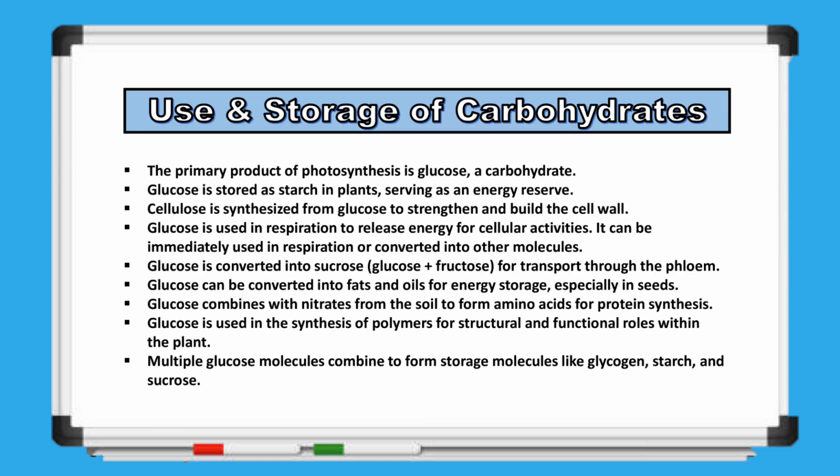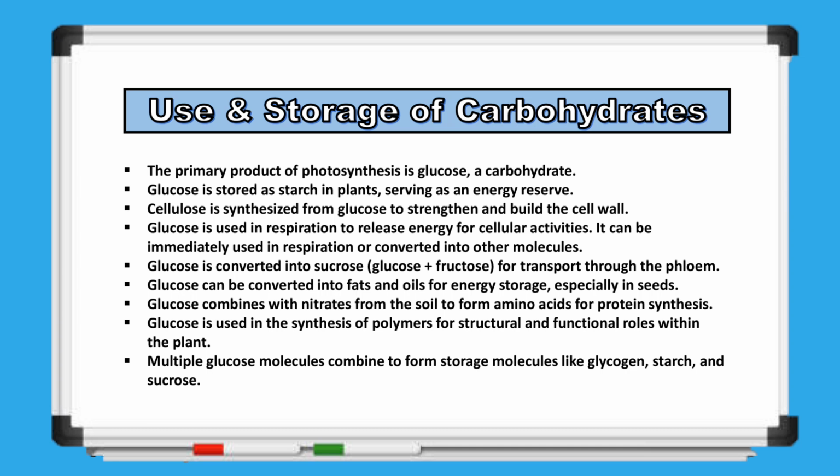So overall, when we look at the use and storage of carbohydrates in plants, it all starts with glucose, the main product of photosynthesis. This glucose is incredibly versatile. It's used in respiration to release energy needed for various plant functions. Some of it is turned into cellulose to build and strengthen the cell walls. For transportation around the plant, glucose is converted into sucrose and moved through the phloem.